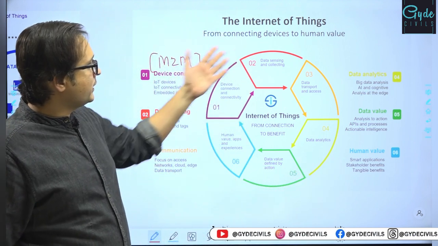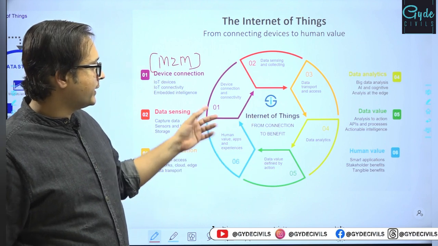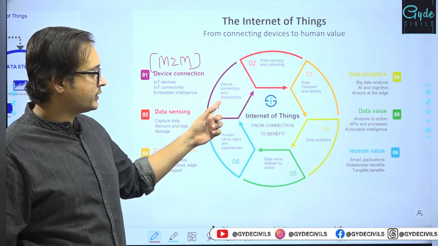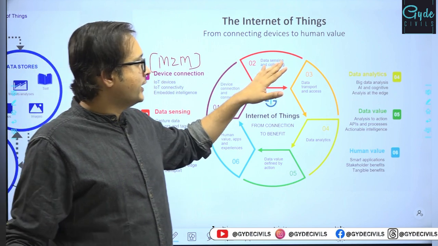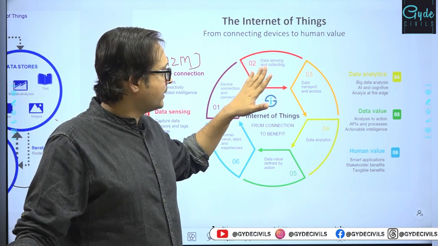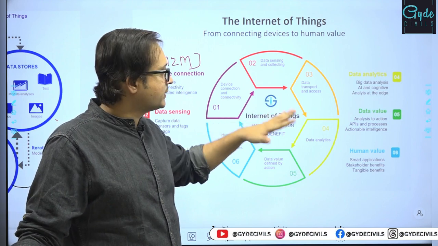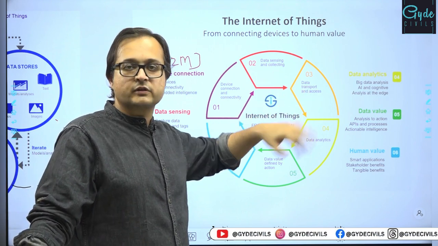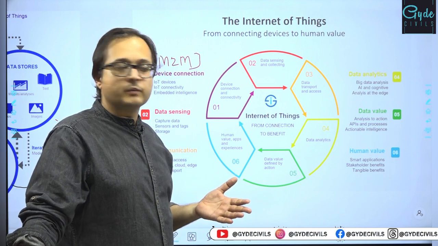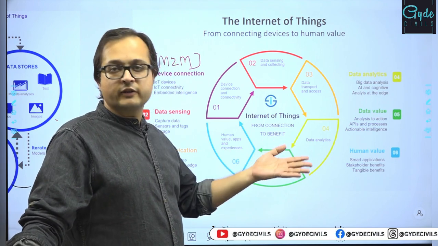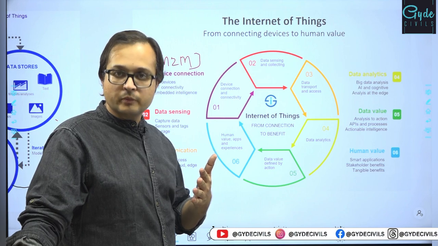So in totality, we understand device connection and connectivity is one thing with Internet of Things. The second thing is device data sensing, collecting and storage. The third thing is data transport and access, transporting the data to a point where it can be analyzed and processed. Fourth, data analytics, processing the data over a particular cloud maybe.